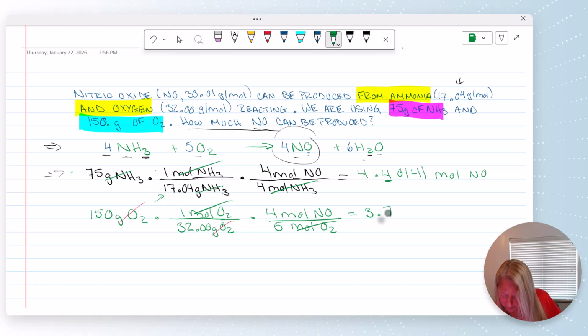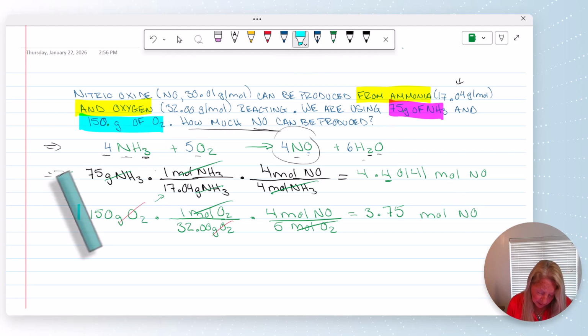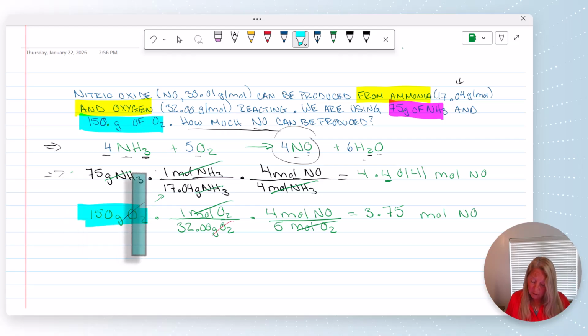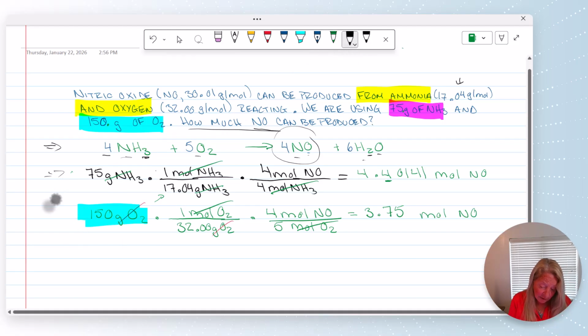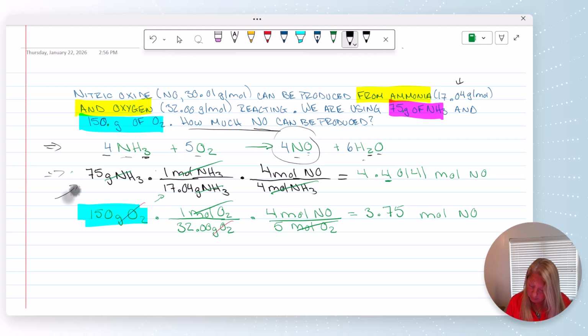Moles of nitric oxide. What this says is I'm going to run out of my oxygen first. So oxygen is going to be my limiting reactant, and I'm going to have ammonia in excess. So there you have it. Smallest amount was actually the largest amount.